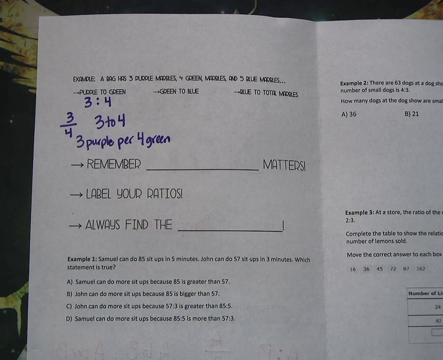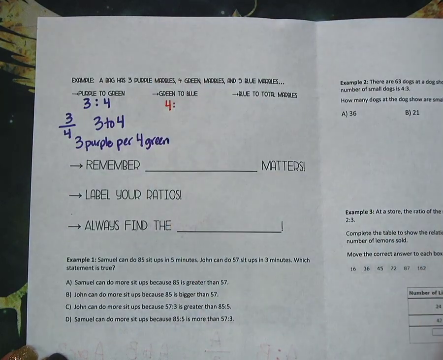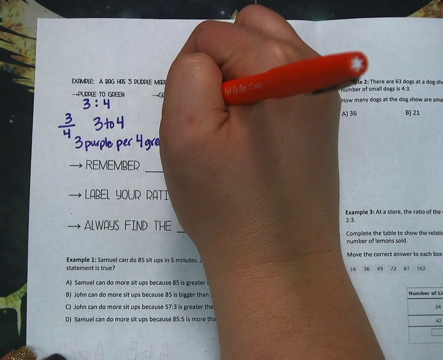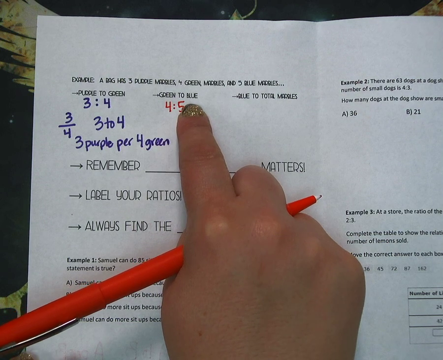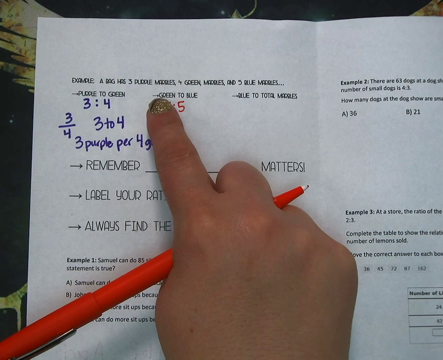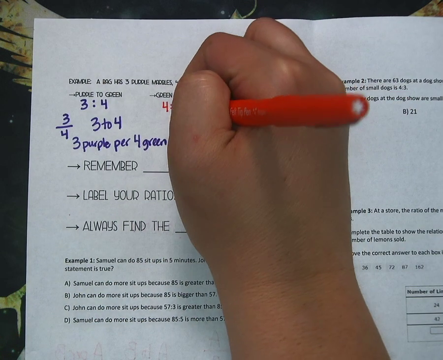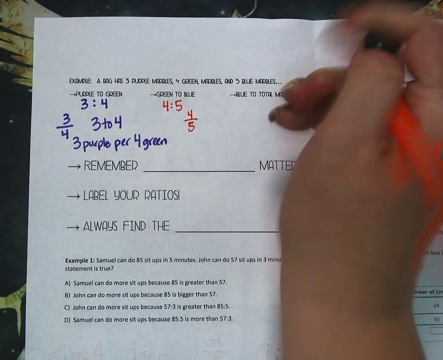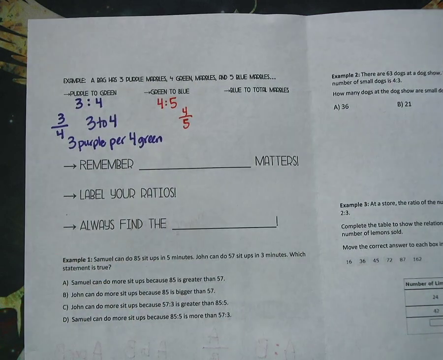On the next one, we have green to blue. So this time, how many green? We're going to start with 4, and blue was 5. We always go in the order that it says, because order is the most important thing about ratios. If it says green first, I need to put the green number first. And remember, that could also be written as a fraction or with the word to or the word per. So I'm just going to show you those two.